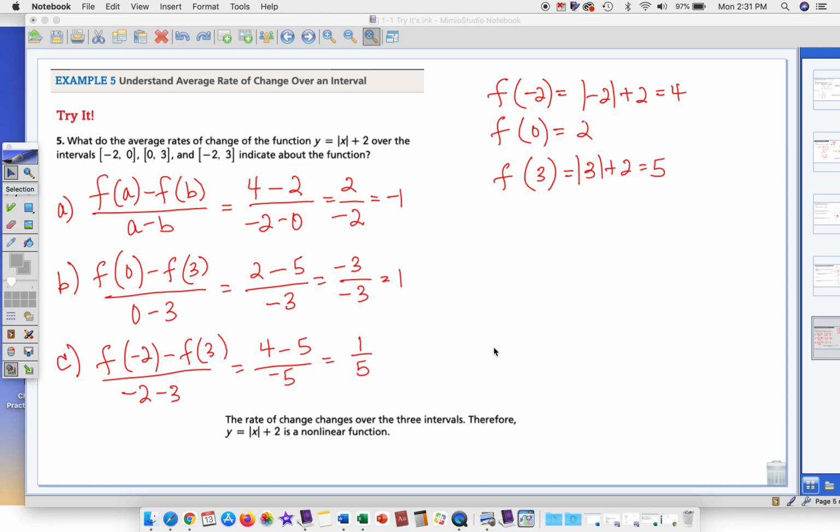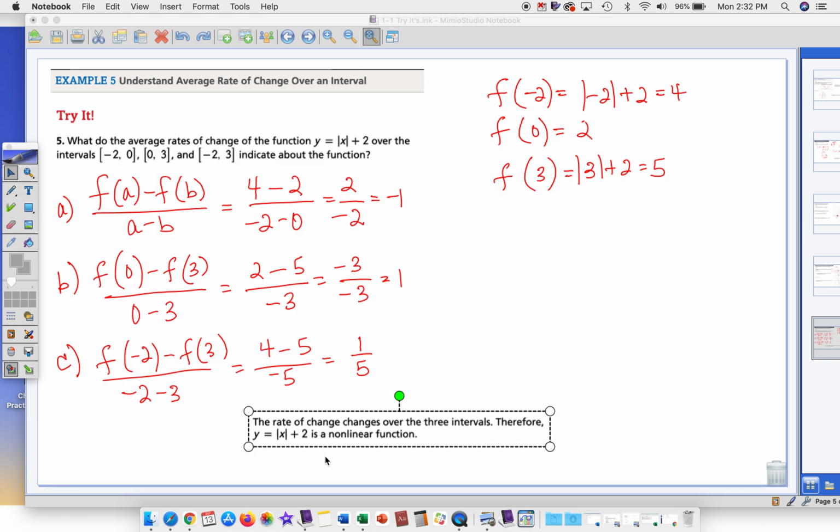Okay, so what do the average rates of change over these intervals indicate about the function? When we get different average rates of change, then we know that the function is non-linear. We'll talk about that more in class together. But for now, it's important that you understand how to use the formula and that you can calculate the average rate of change.